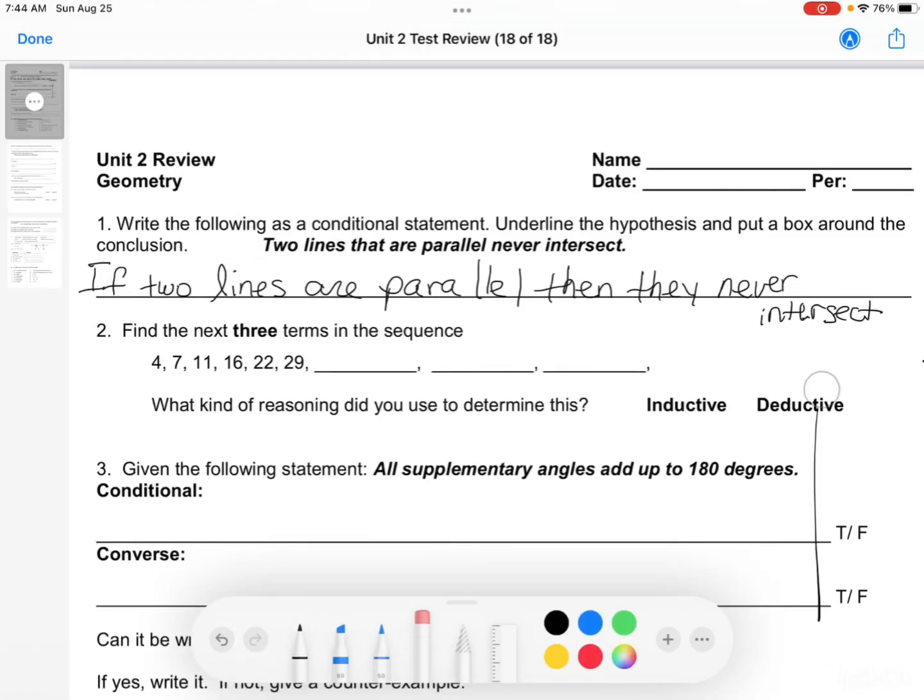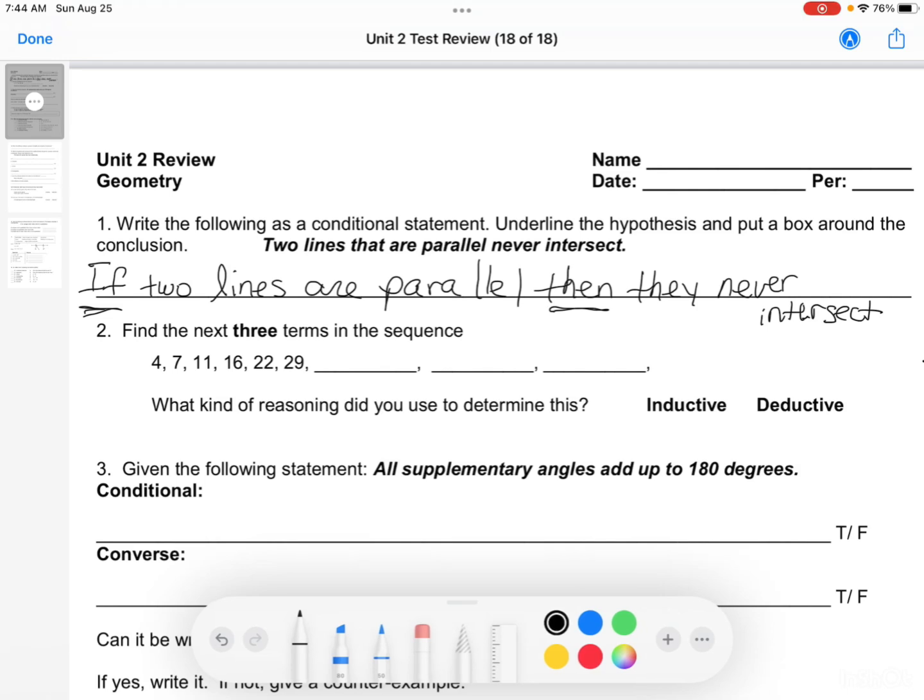Okay, so you'll notice that a sentence is written over here. This is Unit 2, Chapter Review, and it says, write the following as a conditional statement. A conditional statement has an if in it and a then. So I wrote, if two lines are parallel, then they don't intersect. So if is right here, then is right there. And that's the conditional statement with if and then.